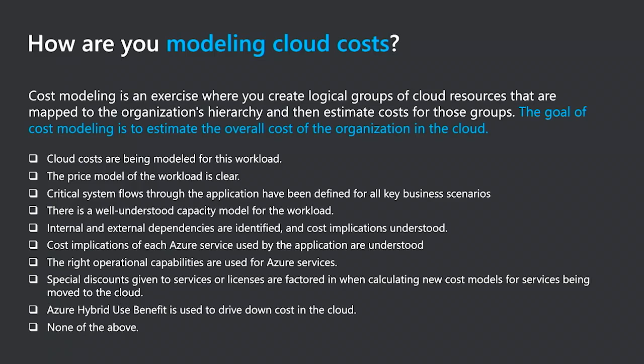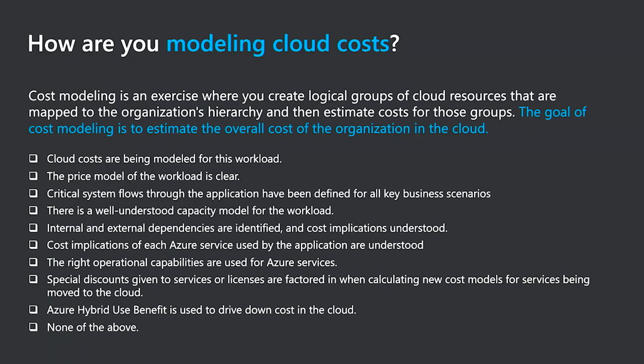Critical system flows through the application have been defined for all key business scenarios. Understanding critical system flows is vital to assessing overall operational effectiveness, and it should be used to inform a health model for the application. It can also tell if areas of the application are over or underutilized and should be adjusted to better meet business needs and cost goals.